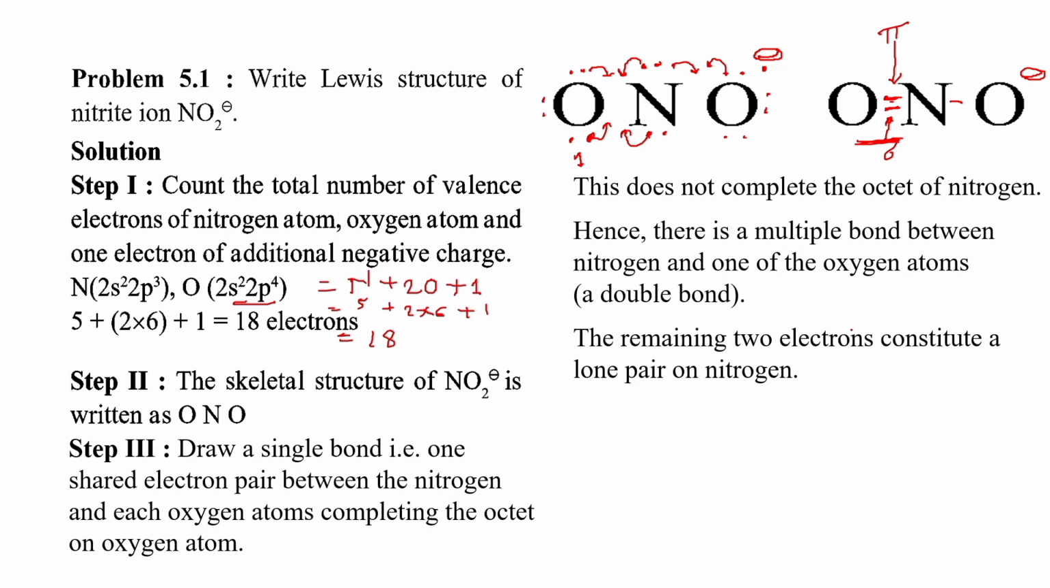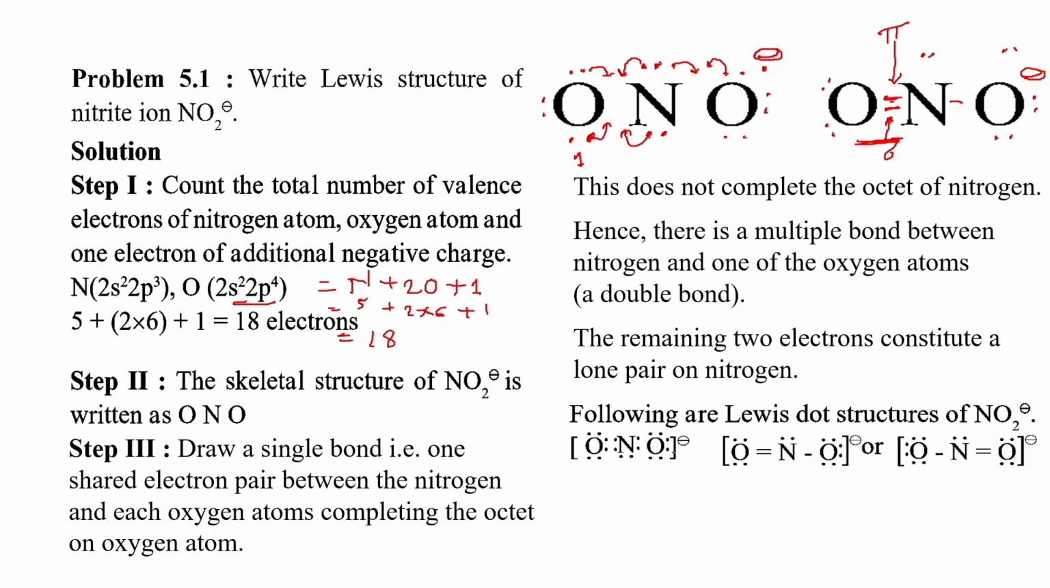The remaining 2 electrons constitute a lone pair on the nitrogen atom. Look here, these are non-bonding electrons, which we call a lone pair of electrons. On the oxygen, 1, 2, 3, 4 forms the 2 lone pairs of electrons, and on the other oxygen, 1, 2, 3, 4, 5 and 6 are written.